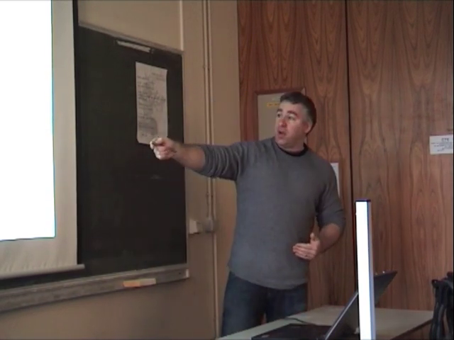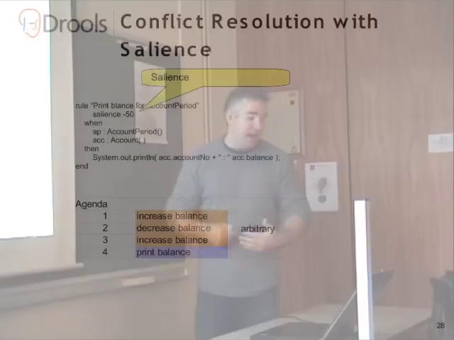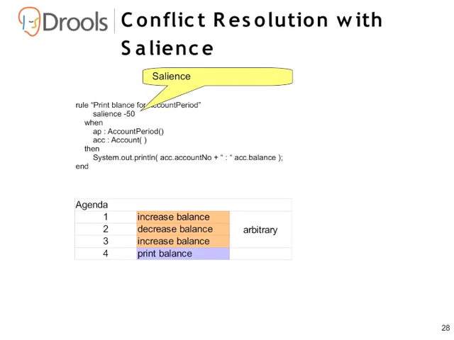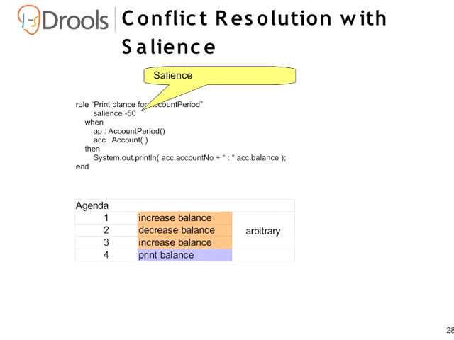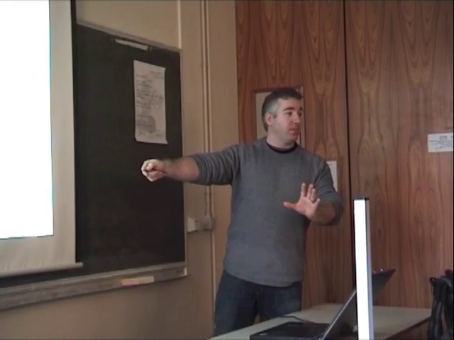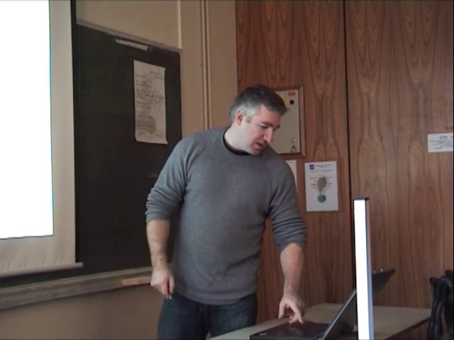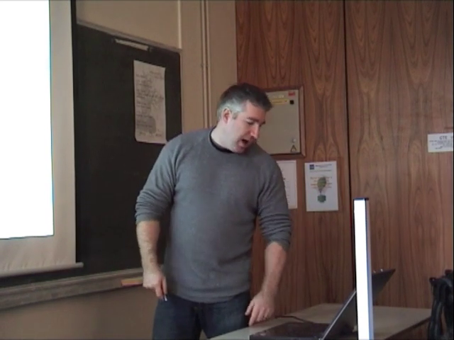Anyway, so this one here, we clearly can't print balance until the calculations are done. So we have to give some control there. So by doing -50, we say, do these 3 rules first. Don't care which order those 3 rules happen, but just as long as those 3 rules happen together, then you can print balance. So that's conflict resolution with salience.